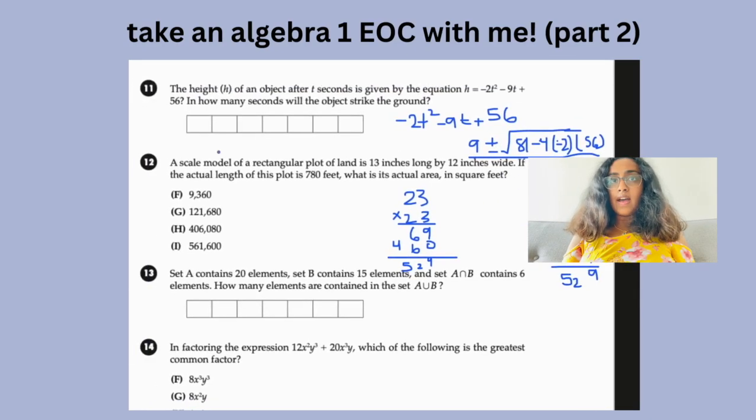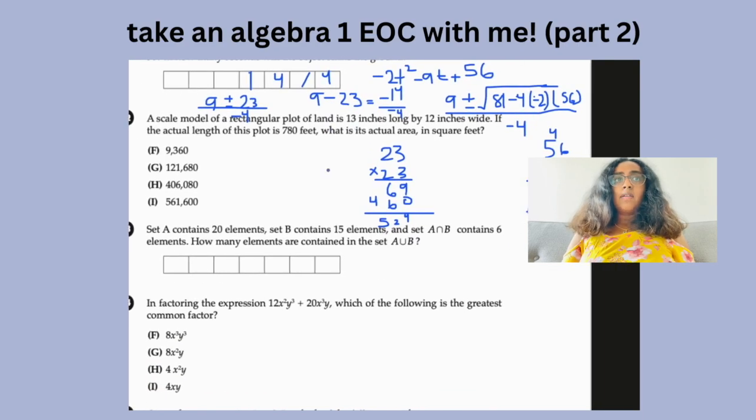So we have 9 plus or minus 23 over minus 4. Since we're dealing with time, we want time to be positive. Since we have a negative number in the denominator, let's just subtract. So 9 minus 23, what is that? Is that minus 14? And then minus 14 over minus 4 is our answer. So I think that would just be 14 over 4. Okay, so now let's move on. Let me delete all of this.